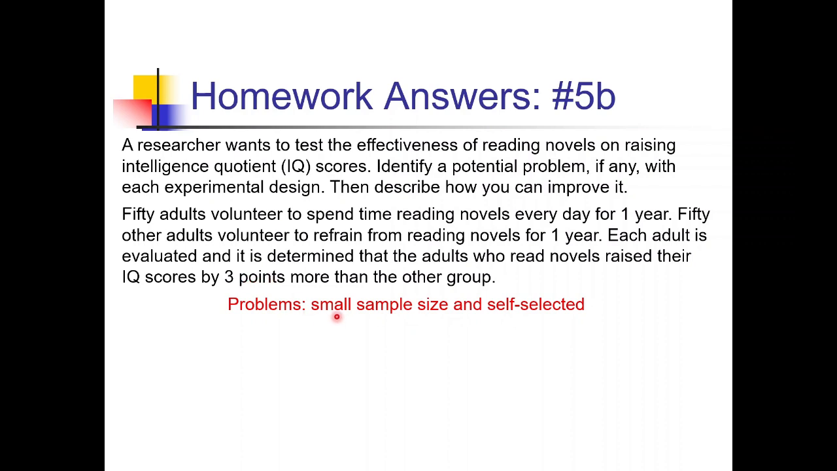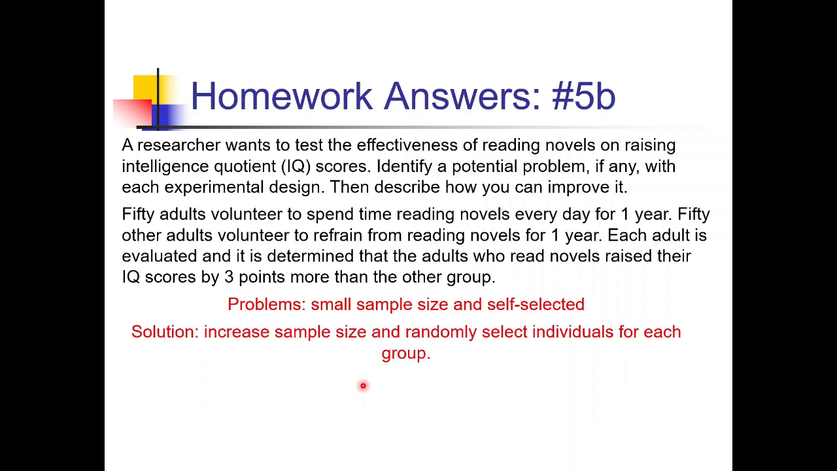It could just be chance with a sample size that's relatively small. And it also could be other things, like people who volunteered to read novels may also be doing other things that are helping their IQ scores. So the way to fix this would be to do the opposite of these two problems: increase the sample size, and instead of letting people pick their own groups, randomly select individuals for each group.